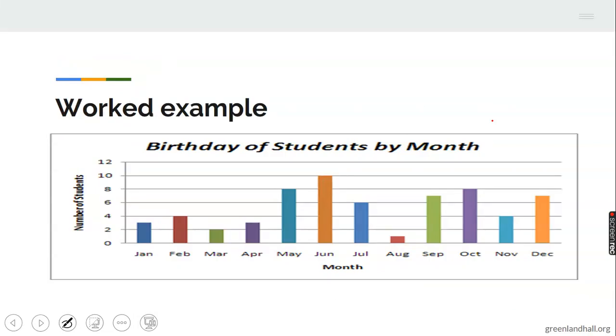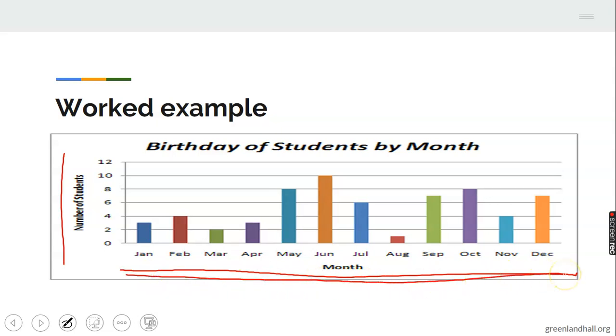Now I have a worked example here. It says birthday of students by month. That means on the horizontal axis we have the months, while on the vertical axis we have the number of students.